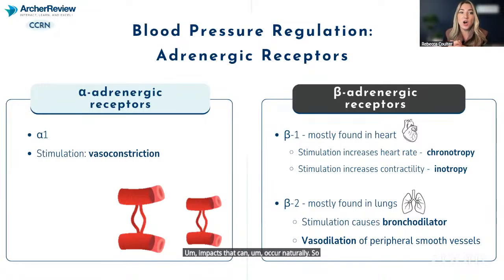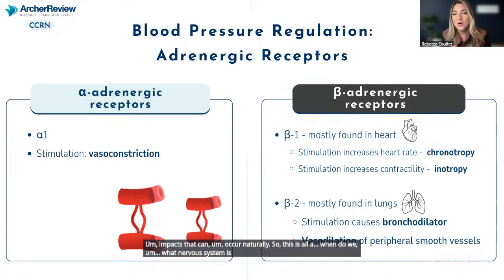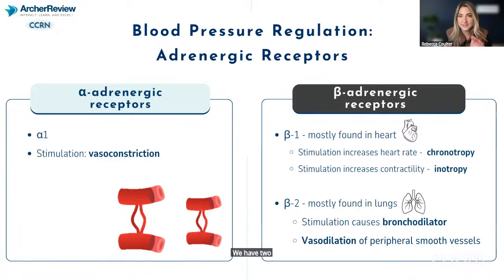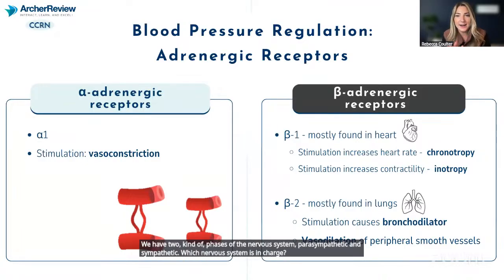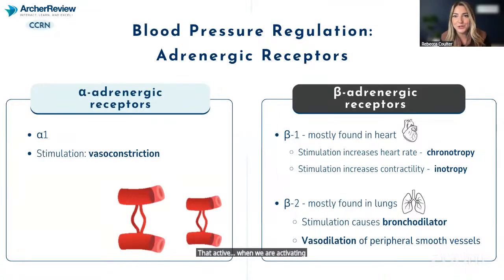Which part of the nervous system is usually in charge when we're activating our adrenergic receptors? We have two phases of the nervous system, parasympathetic and sympathetic. Which nervous system is in charge when we are activating adrenergic receptors? What do we think? The sympathetic nervous system, right? Our stress, our fight or flight.